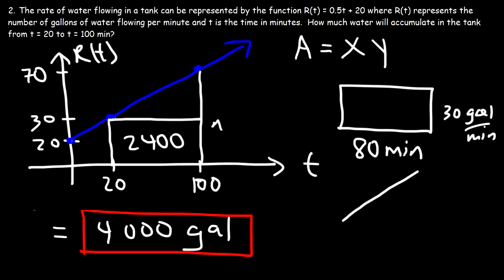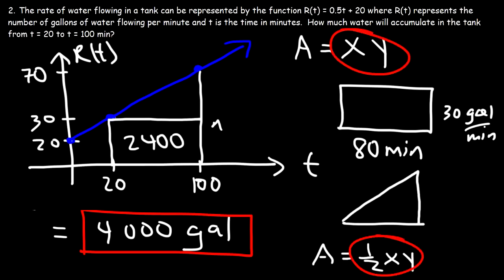Now let's focus on the triangle. The area of a triangle is 1/2 base times height. In this case, we could say the base is associated with the x-axis, the height is associated with the y-axis. So whenever you're dealing with integration, you're going to be multiplying x by y. When you're dealing with differentiation, you're dividing y by x.